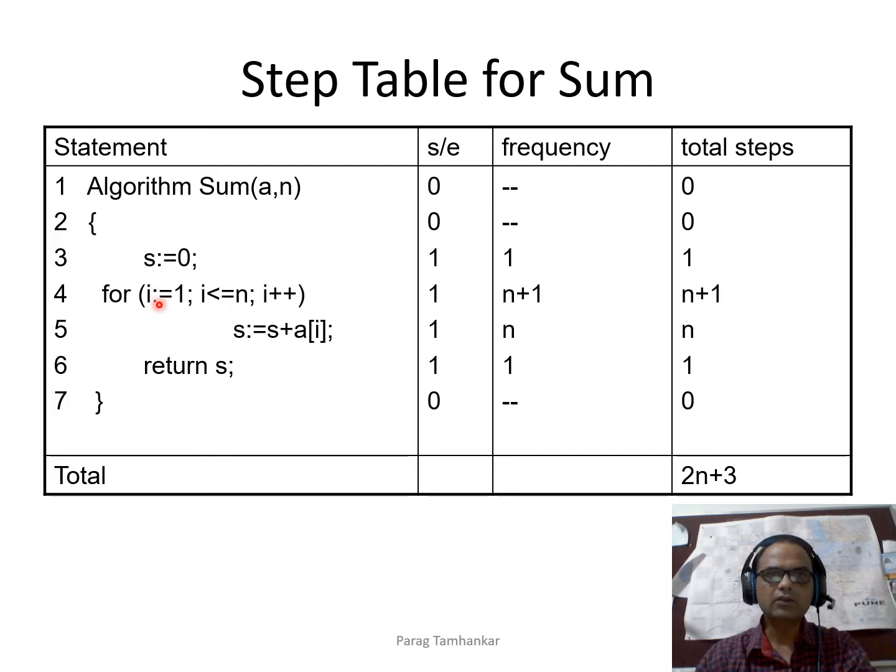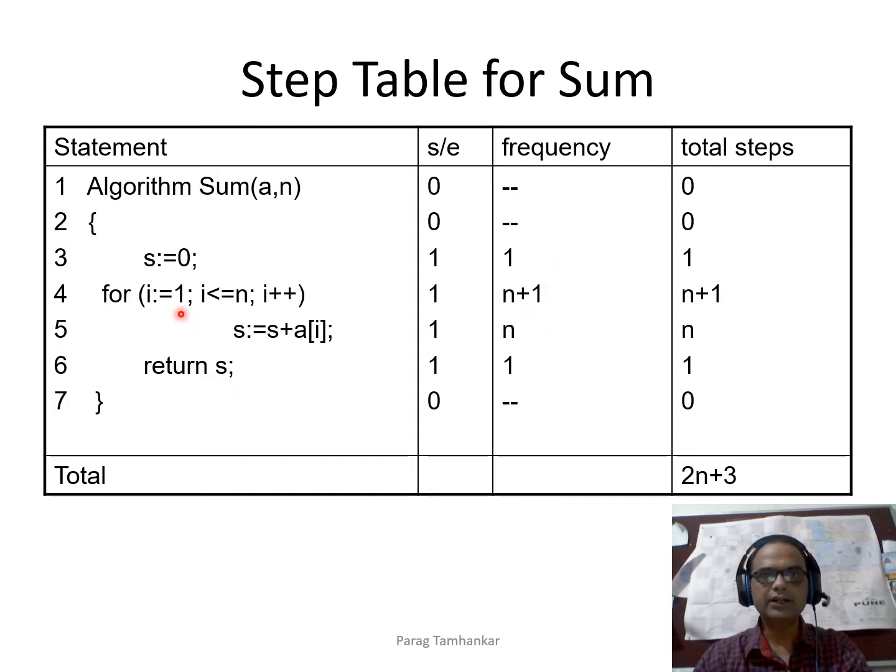So if you run this algorithm on the machine, s assigned 0 is not part of any loop. So the frequency of this statement would be 1. That means this statement will run only once. Now, how many times will this for loop statement itself get executed? It will get executed n plus 1 times. Why n plus 1 times? n times when the condition was true, and the n plus 1th occasion when the condition was false.